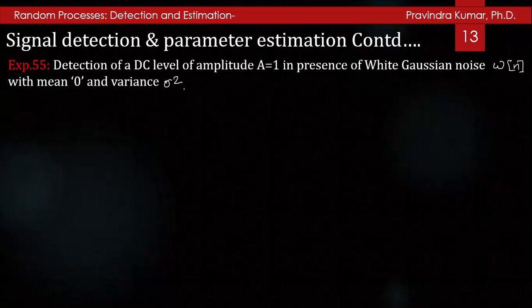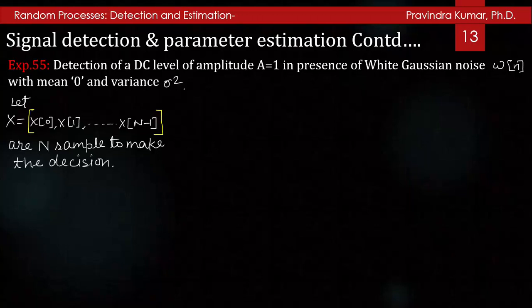Consider the example: detection of a DC level of amplitude A equal to 1 in the presence of white Gaussian noise w[n] with mean 0 and variance sigma square. Let the random samples x have sample values x0, x1 to x(n-1), or n samples, to make the decision. Assume only one sample now, x0.